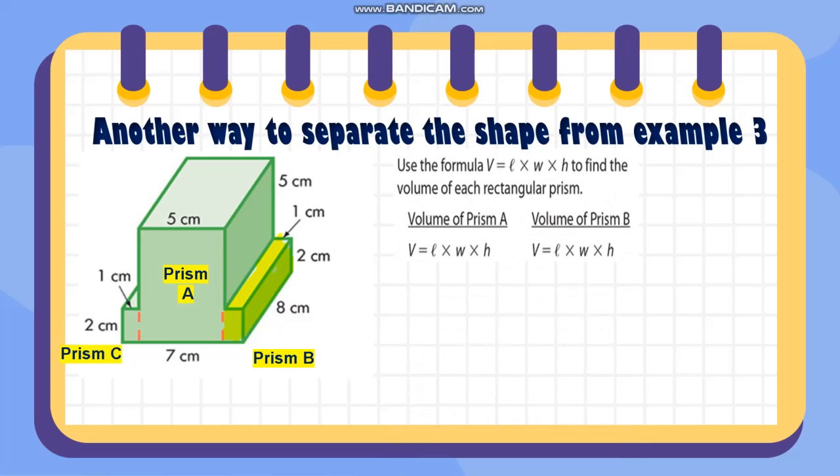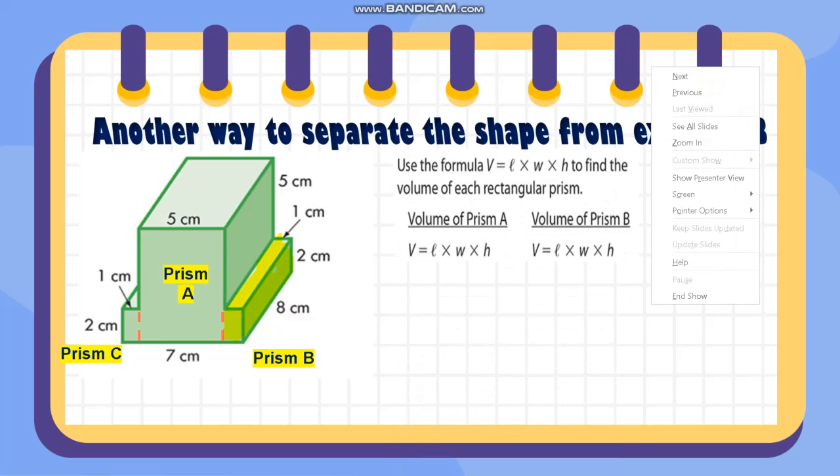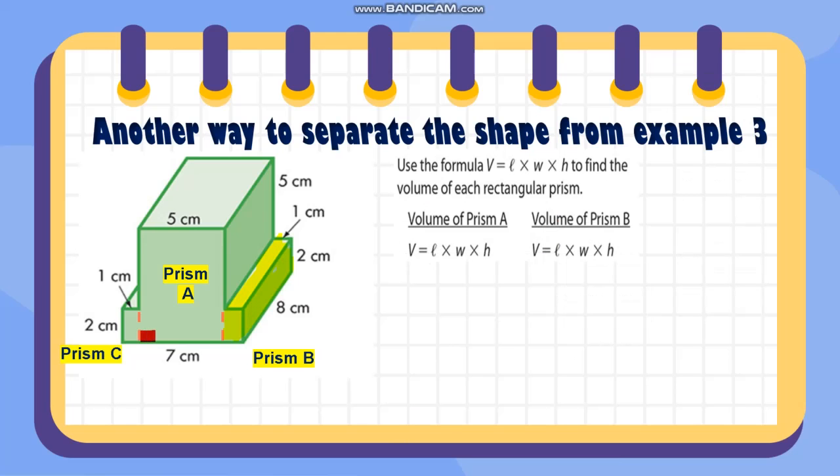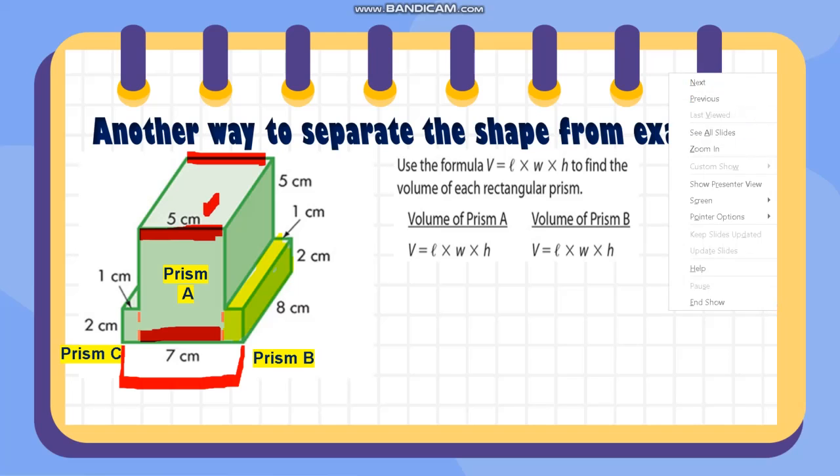Now let's find the volume. The volume of prism A. As you can see in prism A, I have here, from here up to here is my length. That is the same on this and the same on this part. So obviously that is not 7 centimeter because 7 centimeter is the combination of the length of these 3 prisms. Okay, so since I am only looking for the length from here up to here, and that is the same here, which is equivalent to 5, that's why my length is equivalent to 5.